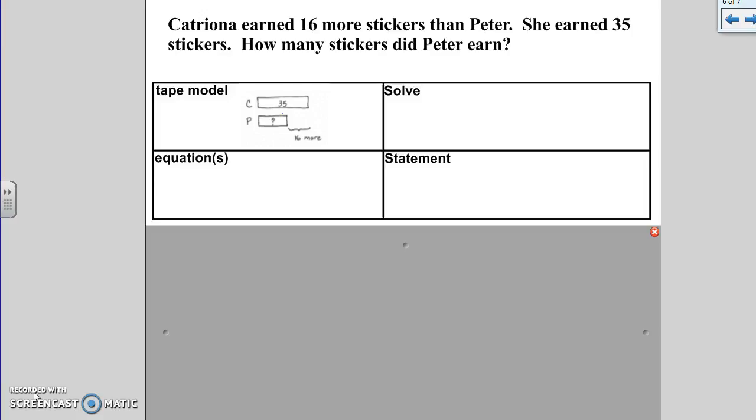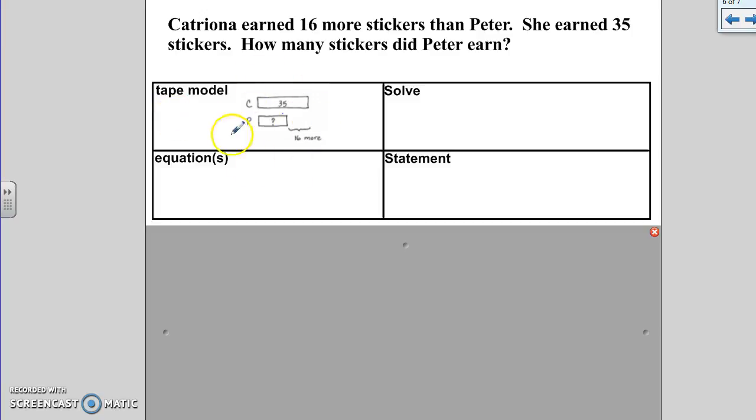If you don't have your morning work journal and pencil, make sure you get that. I'm going to read it again and I want you to think about what you know. Katriana earned 16 more stickers than Peter. She earned 35 stickers. How many stickers did Peter earn?